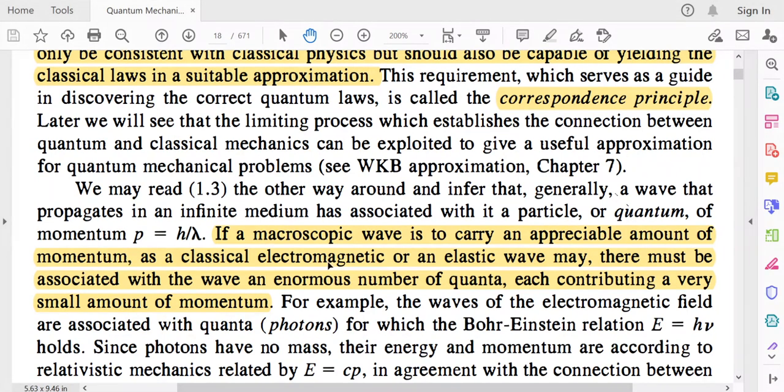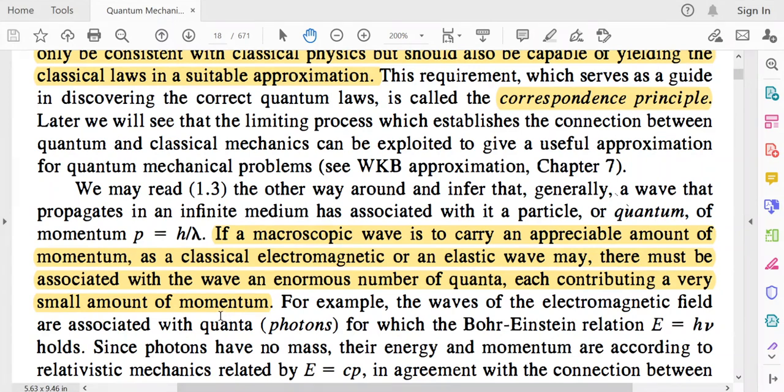Now we will learn a fact about the momentum p equal to h by lambda. From de Broglie's relation, we know that lambda is equal to h by p. So we can also say that momentum p is equal to h by lambda. Now, if a macroscopic wave is to carry an appreciable amount of momentum, as a classical electromagnetic or an elastic wave may, there must be associated with the wave an enormous number of quanta, each contributing a very small amount of momentum.